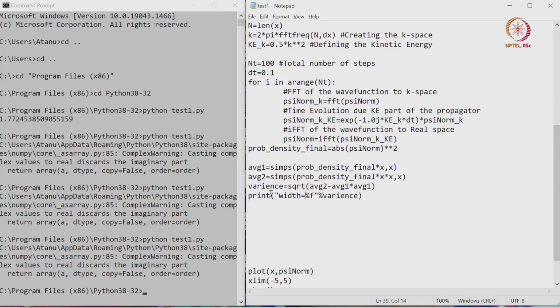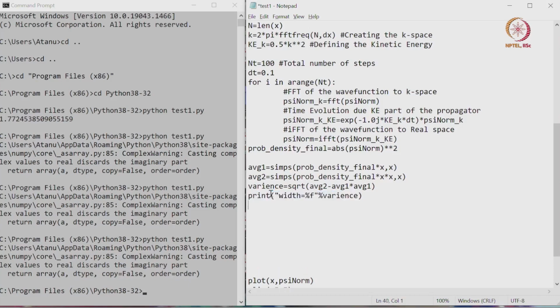So we have one place kept within this quote, in this location the variance value will be inserted. That's the way it will be printing.